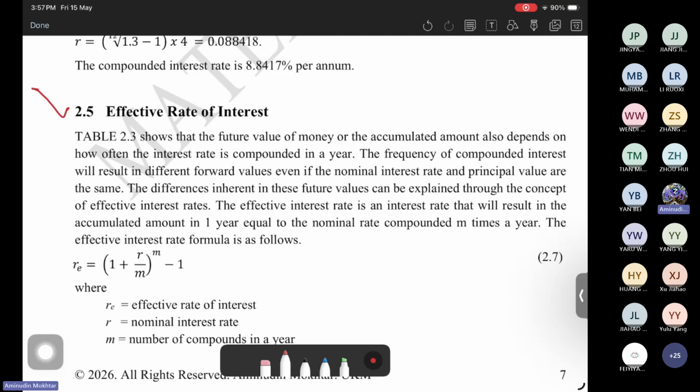Okay, can we take a break for 10 minutes? Please respond. Okay. Okay, we take a break for 10 minutes. Kita rehat 10 minit dulu, and then we continue at 4:10 p.m., 10 plus 4. Okay, take a break for 10 minutes.